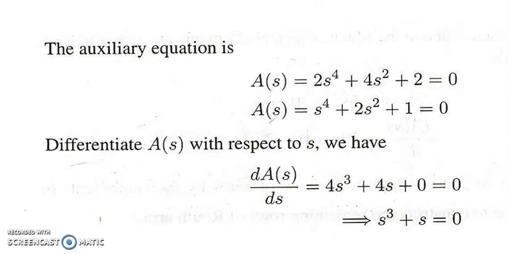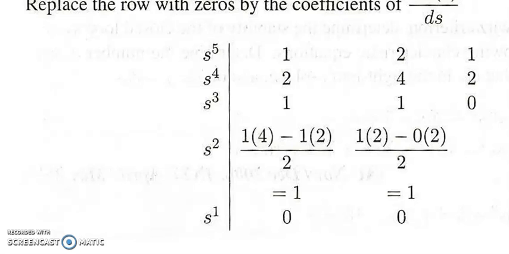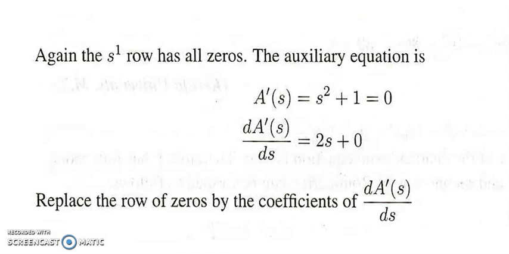and then you take a derivative of that. So A(s) is s4 plus 2s square plus 1 is equal to 0. dA by ds is equal to 4s cube plus 4s, so s cube plus s is equal to 0. So you replace the row of zeros with the coefficients of dA by ds. So you're going to get 1 and 1 there. But if you again do, you're going to get zeros for the first one.